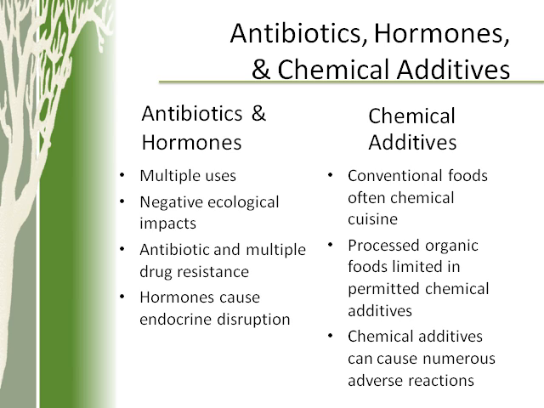Conventional foods can be processed and manipulated into chemical cuisine containing hundreds of permitted chemicals. Processed organic foods are very limited in permitted chemical additives. Those associated with adverse reactions in animals and humans are prohibited. Chemical additives can cause adverse reactions such as abdominal cramps, anaphylaxis, asthma, allergy, cancer risk, behavioral disorders, diarrhea, dizziness, hives, heart disease, headache, nausea, obesity, tooth decay, and weakness.